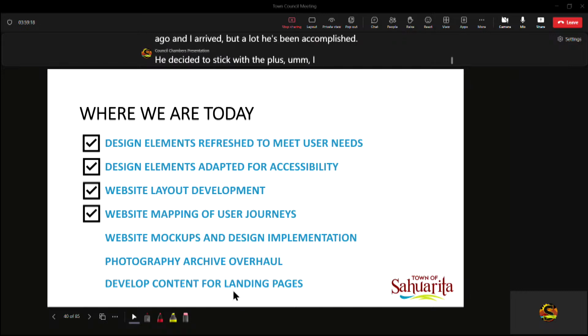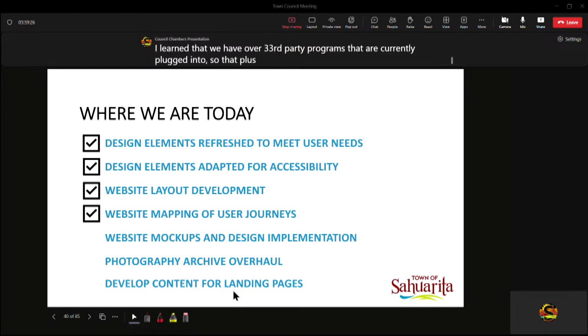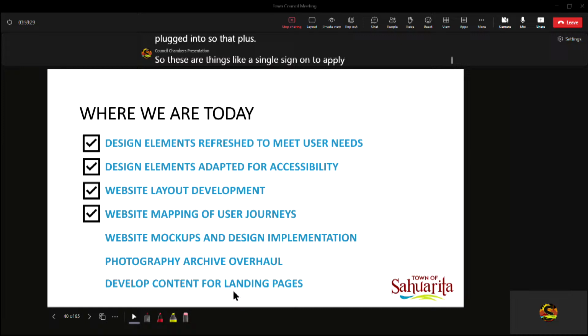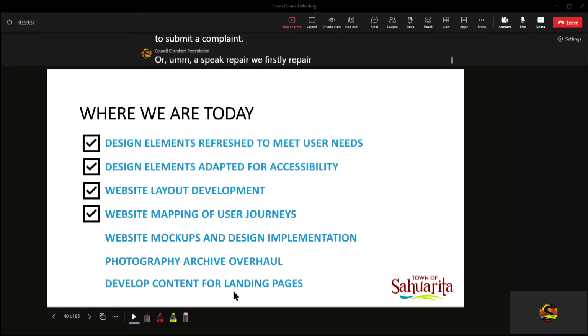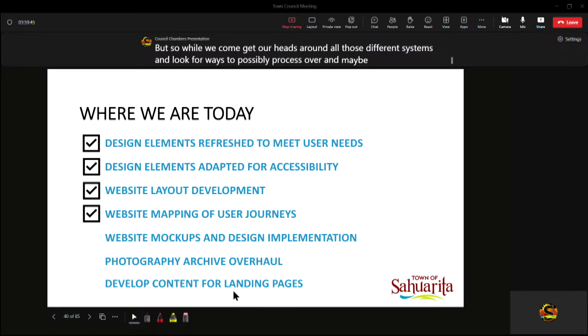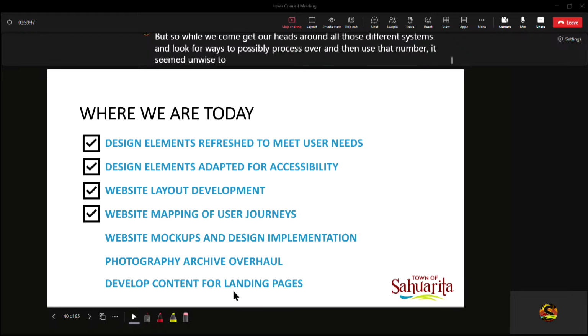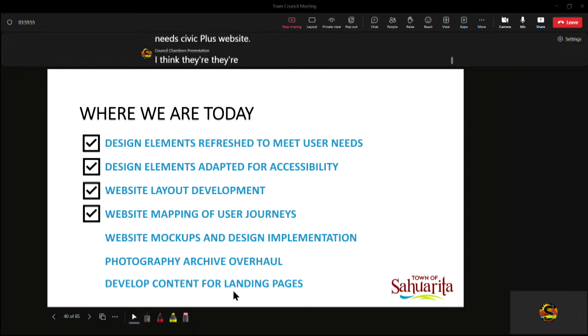I learned that we have over 30 third-party programs that are currently plugged into Civic Plus. These are things like a single sign-on to apply for a job, a portal to submit a complaint for a street repair, or to register for an event. While we get our arms around all those different systems and look for ways to possibly cross over and reduce that number, it seemed unwise to pull out that linchpin, the central source in Civic Plus as the website. I think they're great, fine.